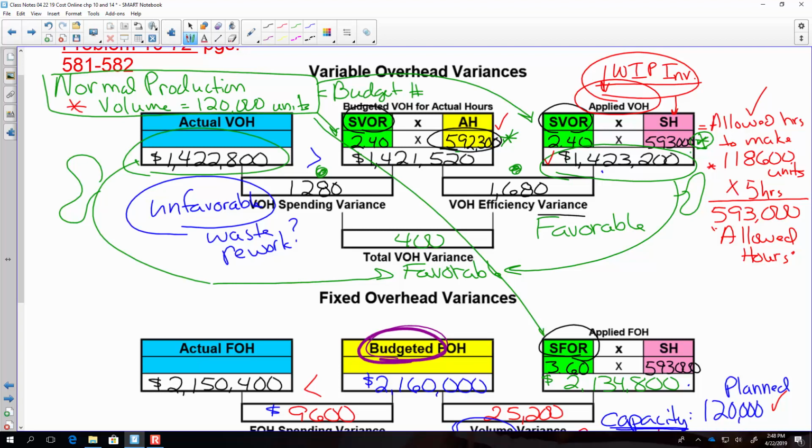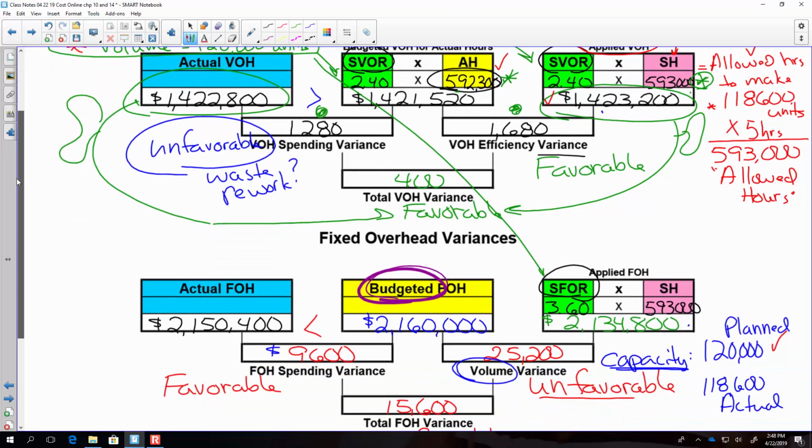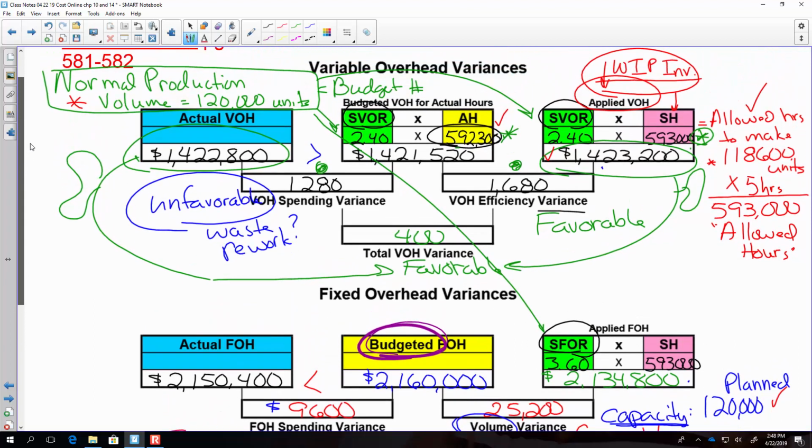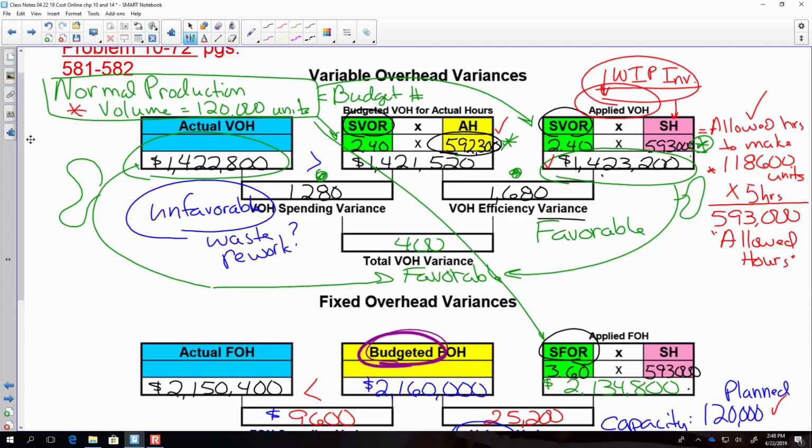Well, guess what my volume variance is going to be? Unfavorable, 25,200. I had the capacity to do 120 and I only did 118.6. Not good. But going back, that standard hours allowed is 593, and you can see here, I can use it not only for the variable overhead computation, but also the fixed overhead computation for the applied amount number.